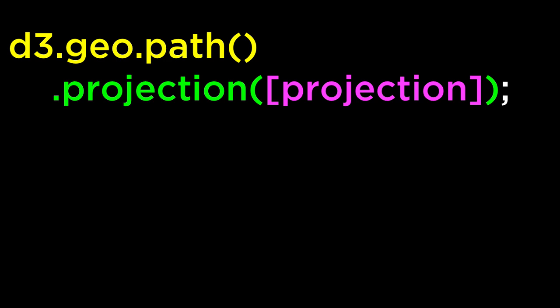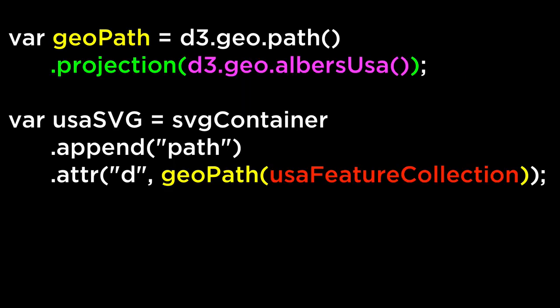If no current projection has been specified, then it uses the default projection. At the beginning of this video and the last video, we covered how to create a map of the USA using a GeoJSON feature collection object. We passed this feature collection object into the GeoPath data generator. The GeoPath data generator then processed the feature collection and produced SVG path mini-language instructions.